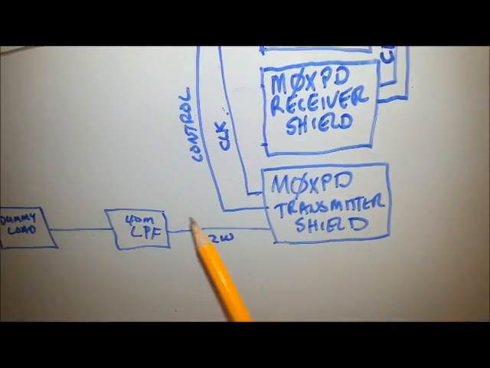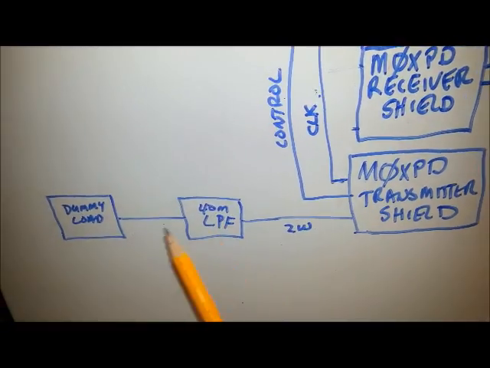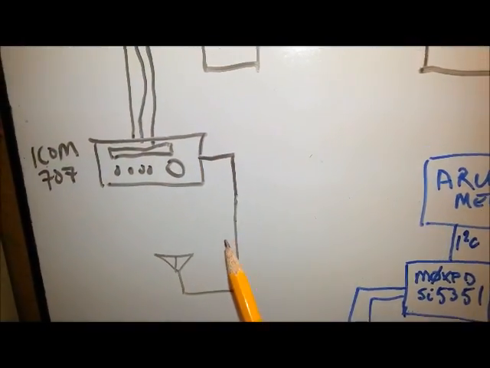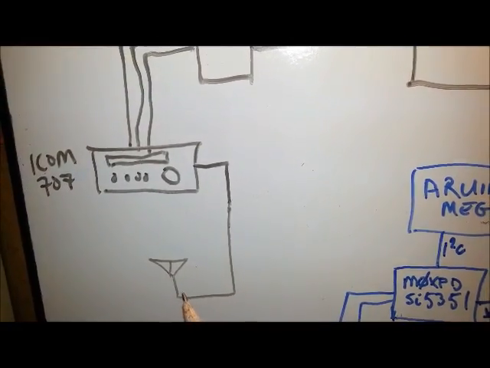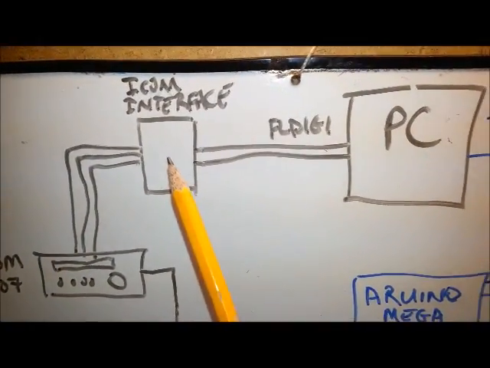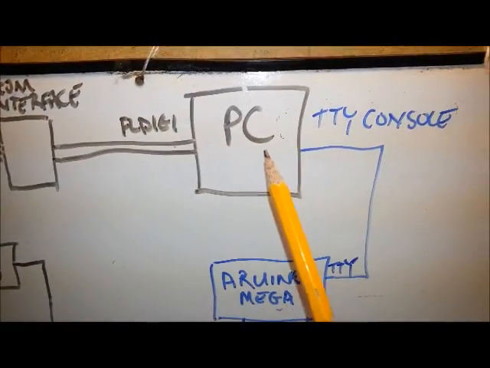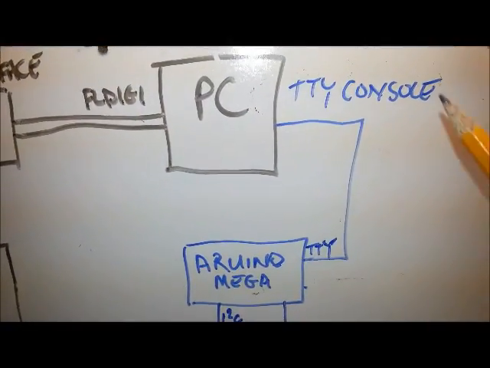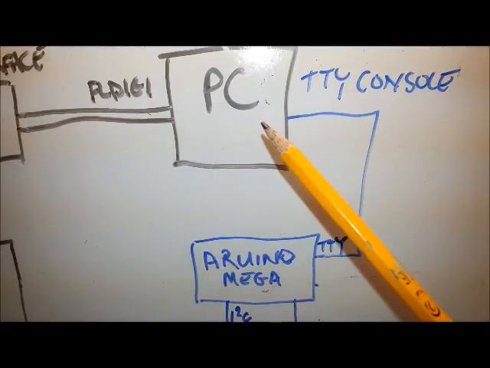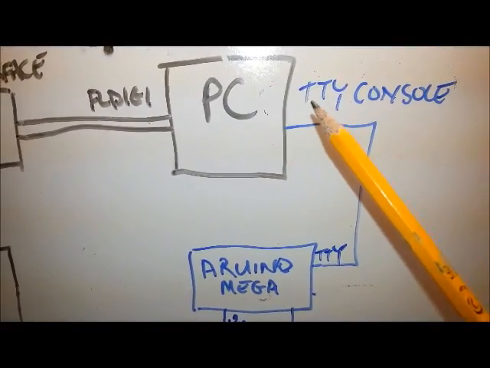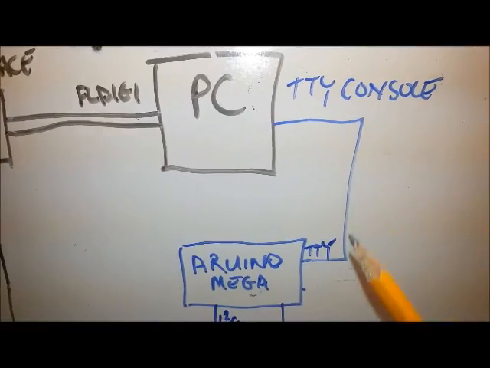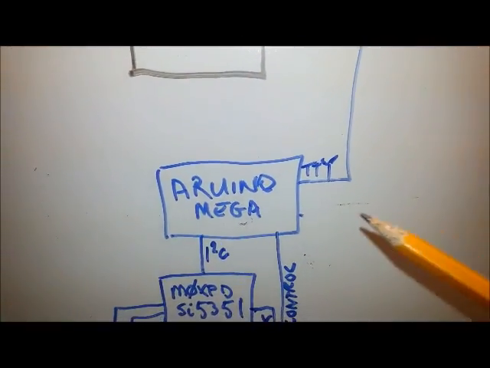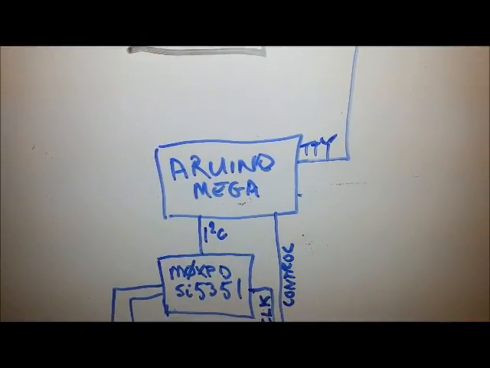So the transmitter is connected to a 40 meter low pass filter, then into a dummy load, and my ICOM radio just basically takes the signal. It goes into my ICOM interface and goes into a PC, which FLDIGI then decodes. I also have a terminal emulator on my PC running with a TTY console, which is connected serial to the Arduino Mega, and that's how I control the modules.